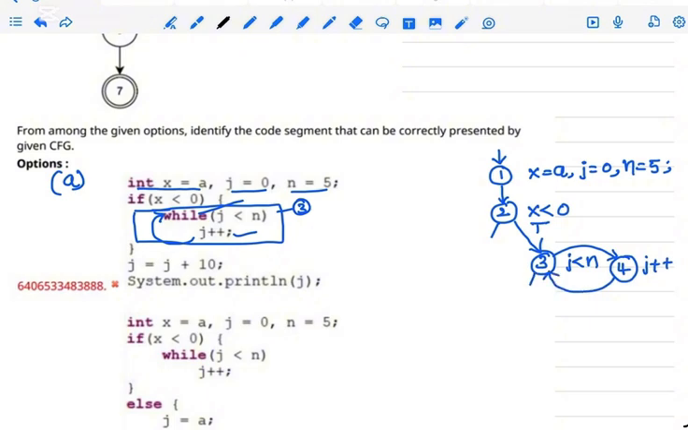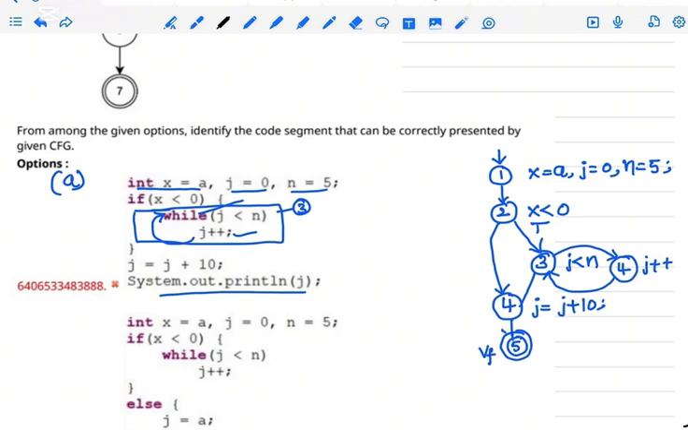If the condition is true, it will go along the 2 to 3 branch. Otherwise it will go to the 2 to 4 branch and execute the statement j equals j plus 10 at node 4. And in our lectures, the print statement is at the terminal node, so we follow this. Okay, node 5 is the terminal node, that is the final node Vf.